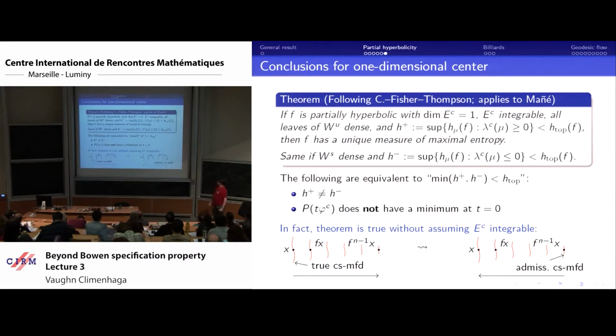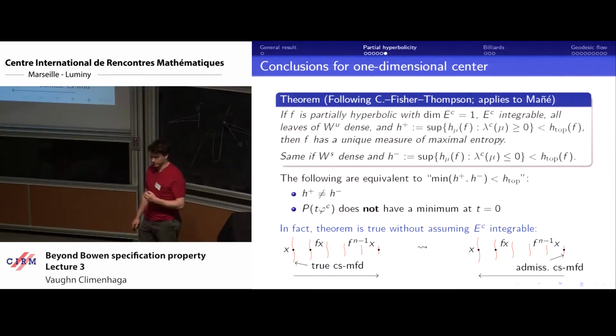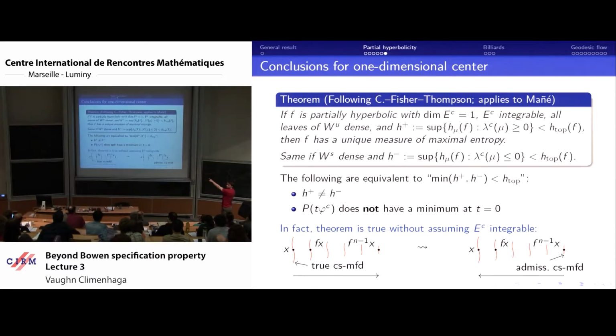Three comments about this theorem. One, it applies to Mañé, as long as the perturbation is small enough. Two, there is a corresponding result for equilibrium states. Sorry, the four and five are what's written.